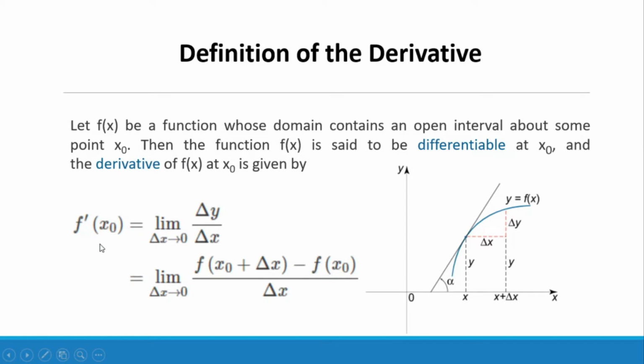f prime of x sub 0 is equal to the limit as delta x approaches 0 of delta y over delta x. The formula is equal to the limit as delta x approaches 0 of f of x sub 0 plus delta x, minus f of x sub 0, all over delta x. So this is the formula of the derivative based on limit.